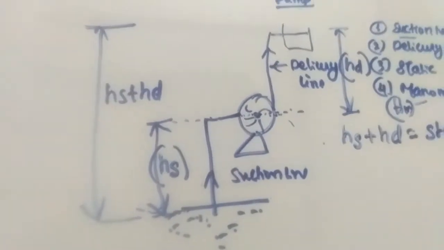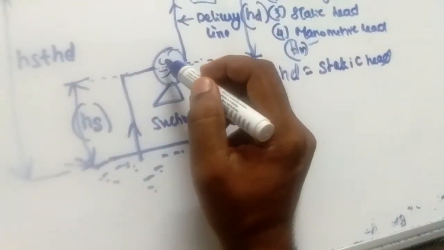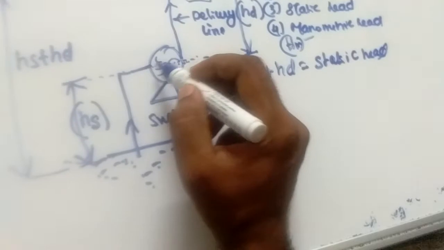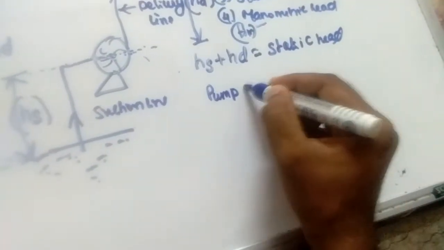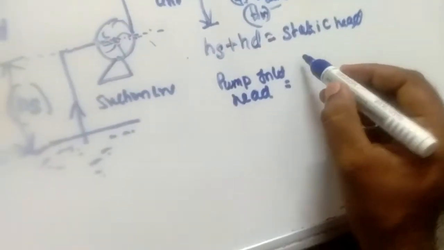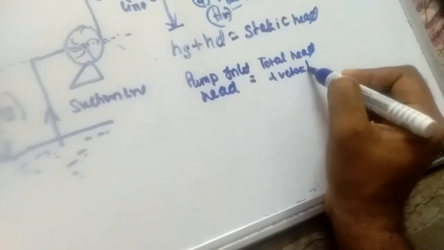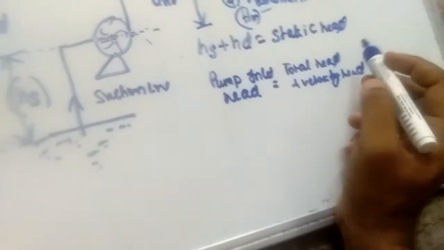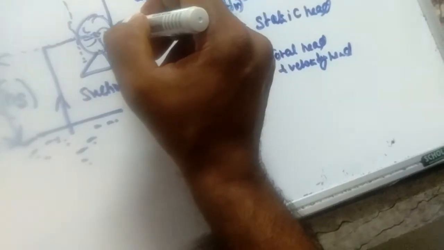So how do we find the HM that we need? This is the pump, and this is the head at the pump inlet. The pump inlet head is the combination of total head: pressure head, velocity head, and datum head. So I'm applying sections: section 1 at the inlet and section 2 at the outlet.